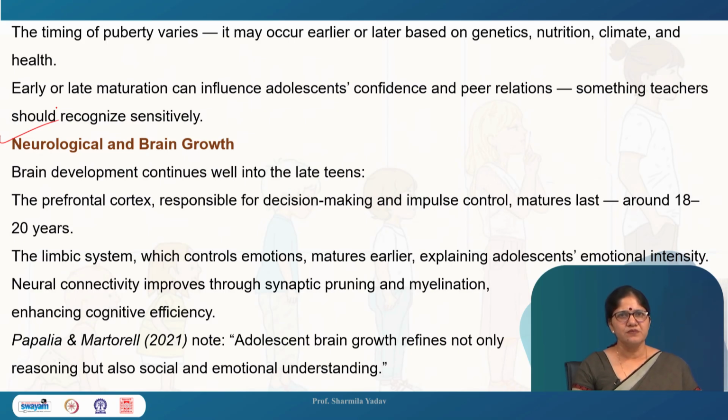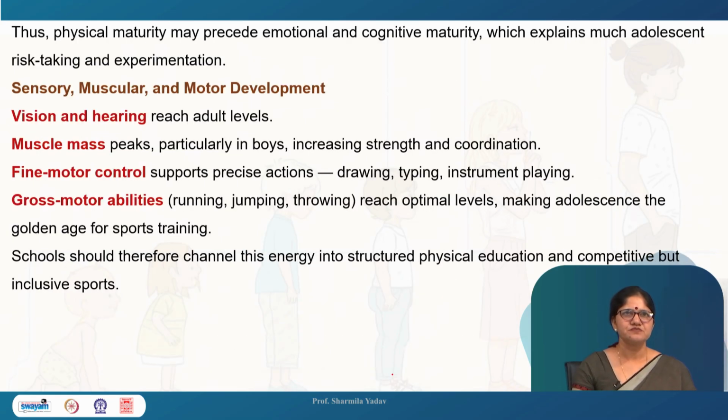Papalia and Martorell note, adolescent brain growth refines not only reasoning but also social and emotional understanding. Thus, physical maturity may precede emotional and cognitive maturity, which explains much adolescent risk taking and experimentation. Now we will see sensory, muscular and motor development during adolescence.